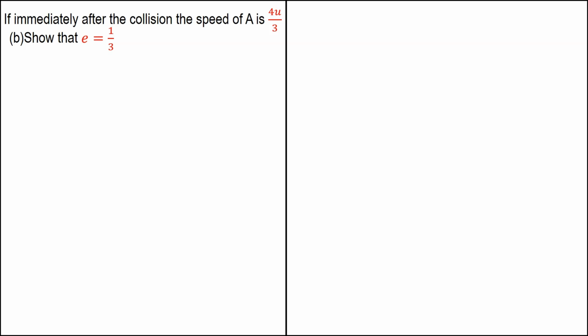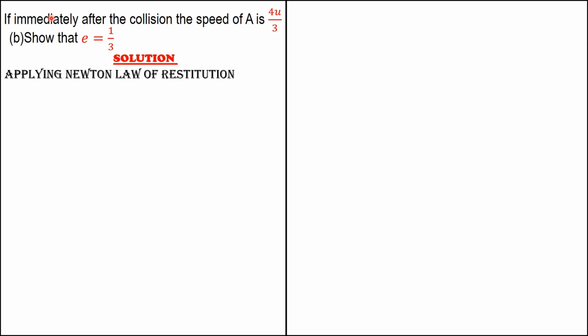In the next part of the question, we are told that if immediately after the collision the speed of A, that is the speed of sphere A, is 4U divided by 3, we are asked to show that E is equal to 1/3, that is, the coefficient of restitution equals 1/3. So here we are simply going to apply Newton's law of restitution. Why? Because applying it, we can easily get that value of E. Because we already have everything on hand.